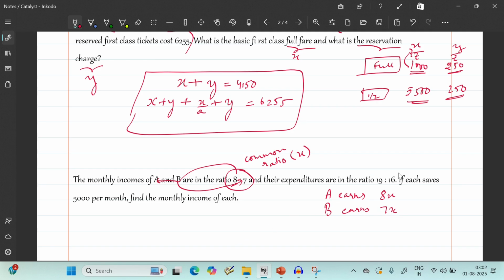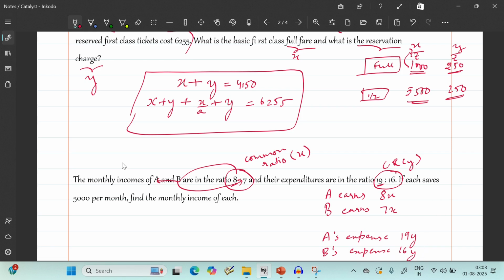Next, there is one more ratio you can see here. Let the common ratio for this be y. So what will be A's expenses here? A's expense will be 19y. As I told you, the first number you take for A, the second for B. So A's expense is 19y, and B's expense will be 16y.